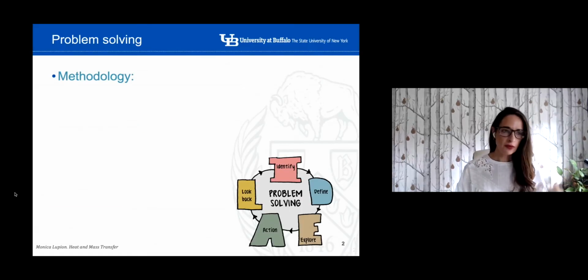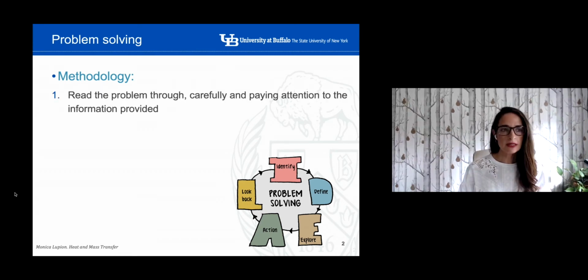Just to refresh your memory, we already mentioned the methodology suggested to solve the problems. First, read the problem through carefully, especially in quizzes and exams, till the very end, because sometimes at the bottom there is an important note for the solution of the problem. It could be either a simplification or an assumption that we should take.